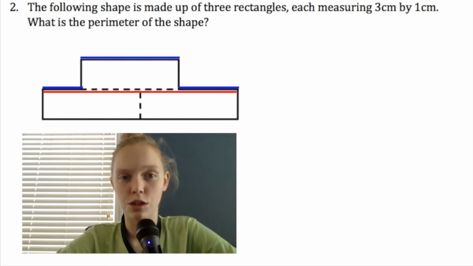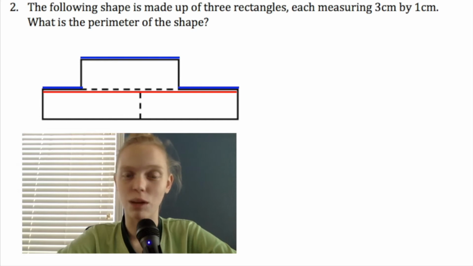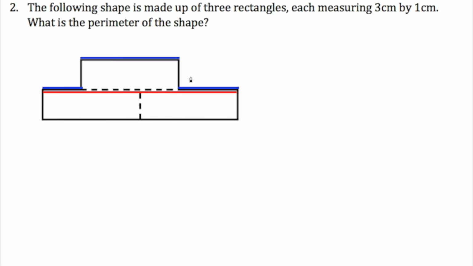And the red line is just 2 block lengths, and we know that the length of a block is 3 centimeters, and the red line spans 2 blocks, so the red line is 6 centimeters. Because the red and the blue lines add up to be the same thing, we know that those blue lines, the sum of them, is going to be 6 centimeters.